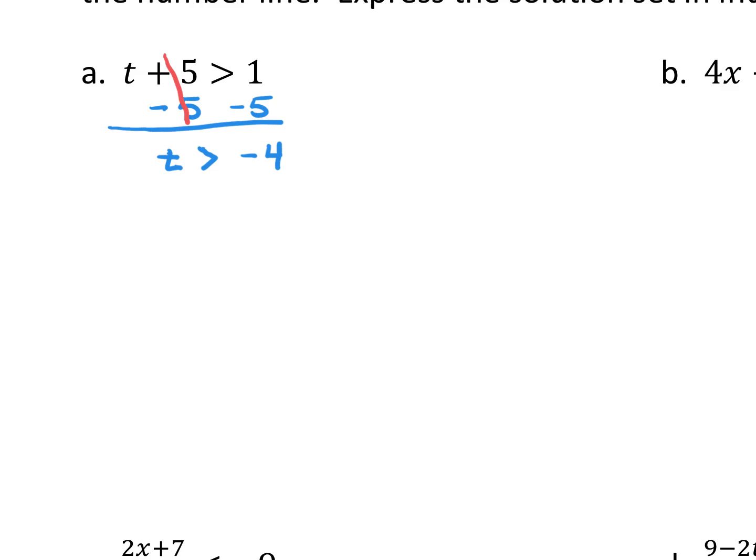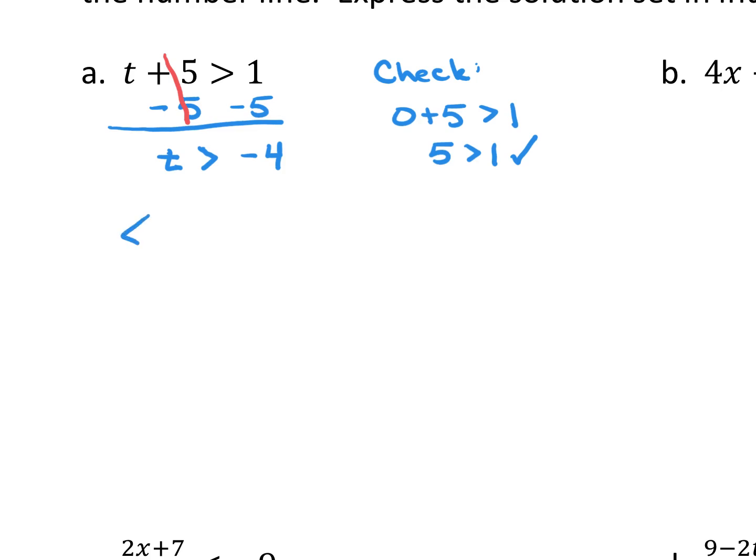All right, so for instance, let me just show you the quick check step. Pick any number bigger than -4. Don't think too hard about it. I'm going to go with 0. And if we plug in 0, we get 0 plus 5 is greater than 1. And just like with equations, we just want to simplify each side. We get 5 is greater than 1. Is this a true statement? And it is. Okay.